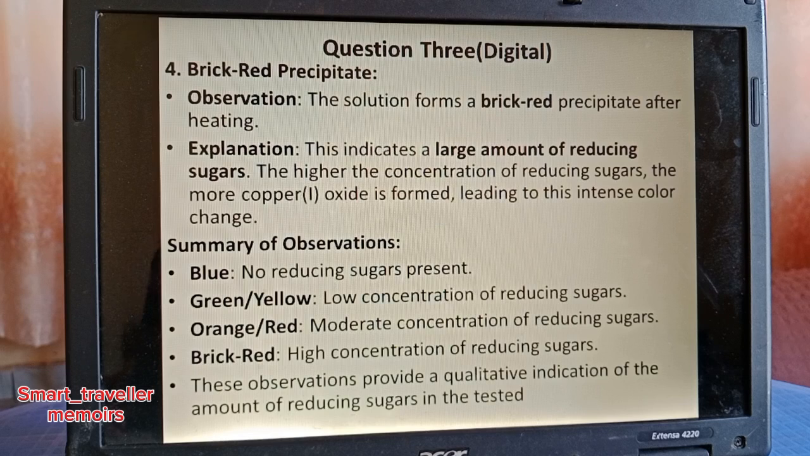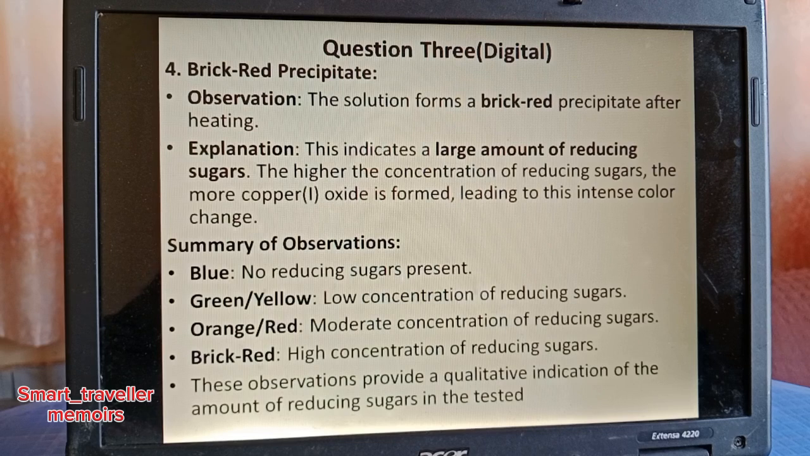Brick red precipitate. Observation: the solution forms brick red precipitates after heating, although in Kenya we don't allow this. We don't allow this brick red thing, but maybe in some countries they allow it. But for the sake of knowledge, if you use brick red precipitate, which is not in our examinations in Kenya, the explanation is that it indicates a high amount of reducing sugars. The higher the concentration of reducing sugars, the more copper 1 oxide is formed, leading to this intense color change.